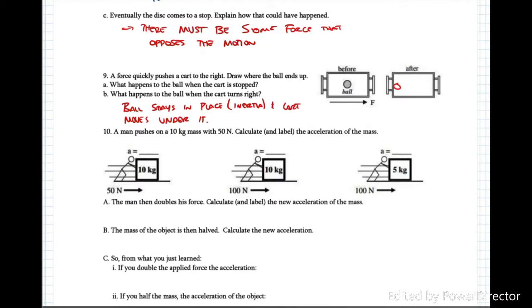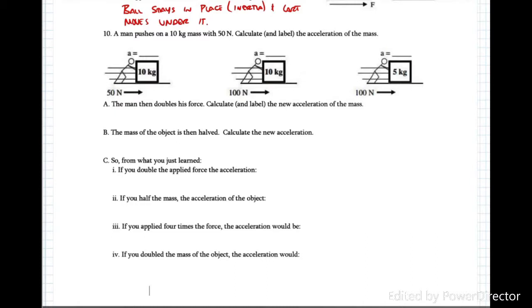All right, so for each of these, I want to find the acceleration. Take the net force, which is what the man is doing, divided by the mass. We'll go through and we'll do that first. Net force divided by the mass. Net force is 50 newtons. Mass is 10 kilograms. The first one accelerates at 5 meters per second squared. The second, that's when the man doubles his force. 100 newtons divided by 10 kilograms gives 10 meters per second squared. B, that's when the mass of the object is halved. 100 newtons divided by 5 kilograms. There now is 20 meters per second squared.